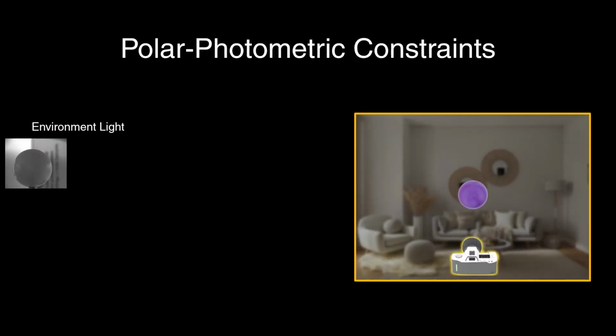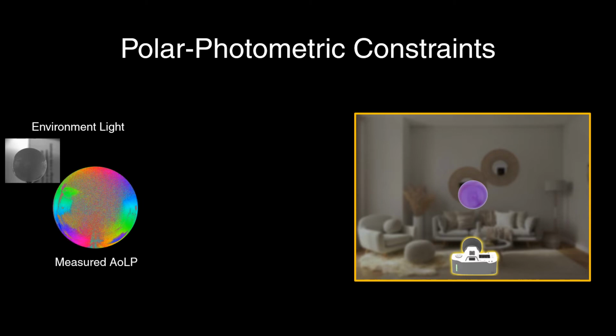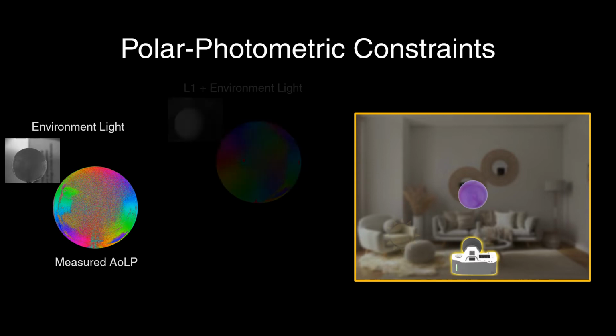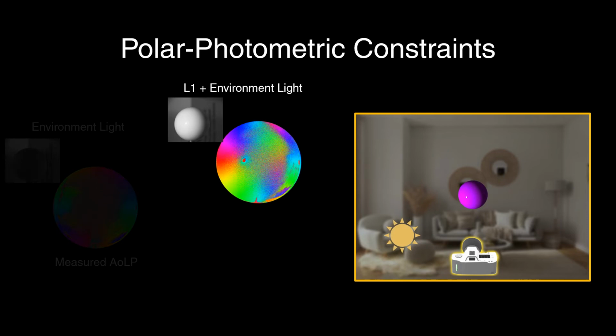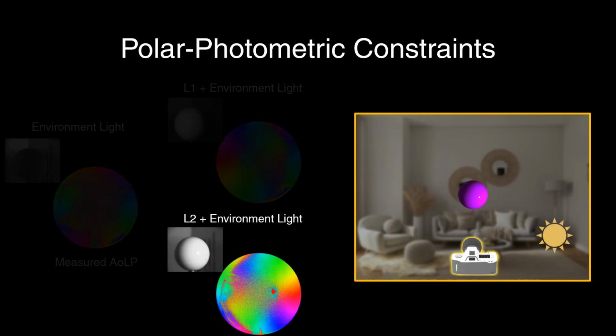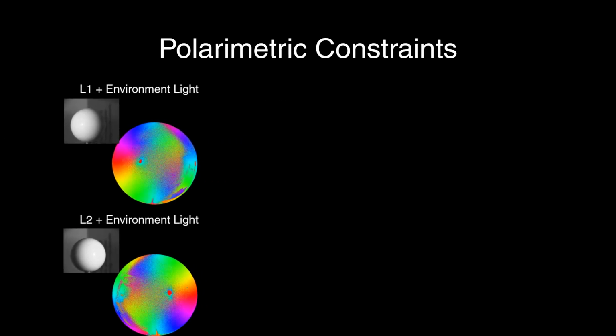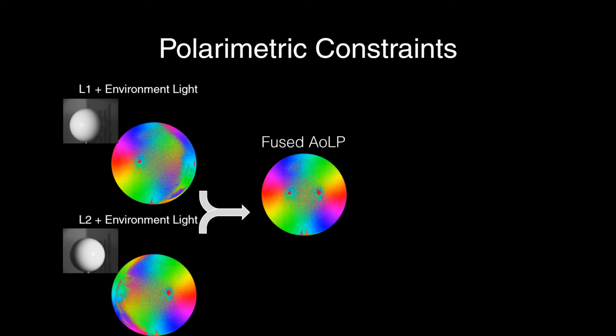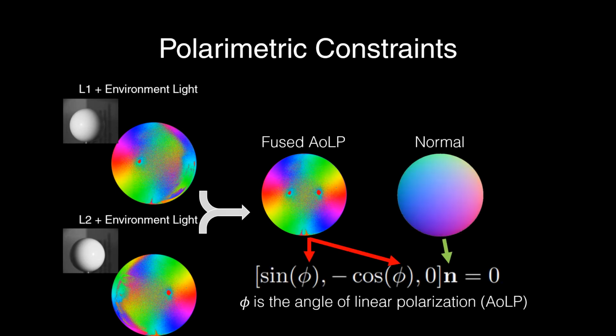The angle of linear polarization, or AOLP, is degraded by the environment light, making it challenging to use the polarimetric cue in a natural environment. We solve this problem by illuminating the object with 2 circularly polarized light sources. Each enhances the AOLP on one side of the object. We then combine the 2 enhanced AOLP maps to obtain a reliable polarimetric constraint for normal estimation.